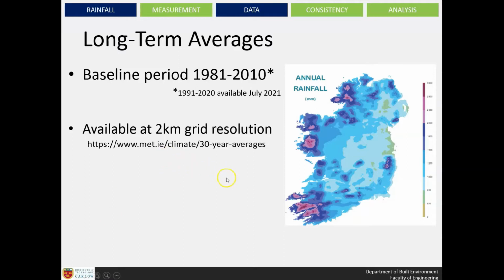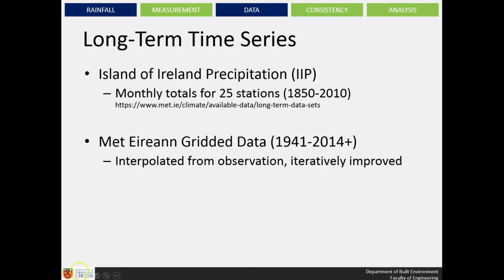And that's available at 2-kilometer grid resolution. So you can go there and, for your individual site, put in the coordinates and get the long-term average rainfall, monthly rainfall, and so on for the site. There are also limited long-term time series available. For example, the Island of Ireland precipitation series, which has monthly totals for 25 stations going back about 160 years. That was developed by Met Éireann and Maynooth, I think. So that's available from their website.